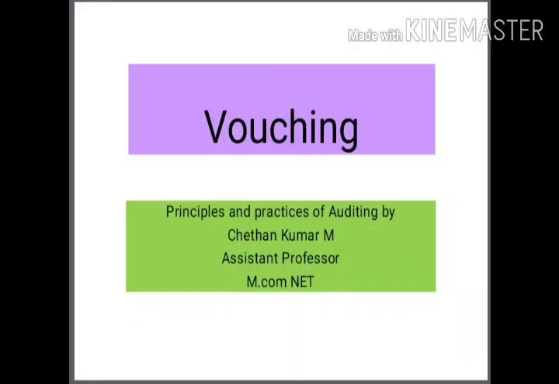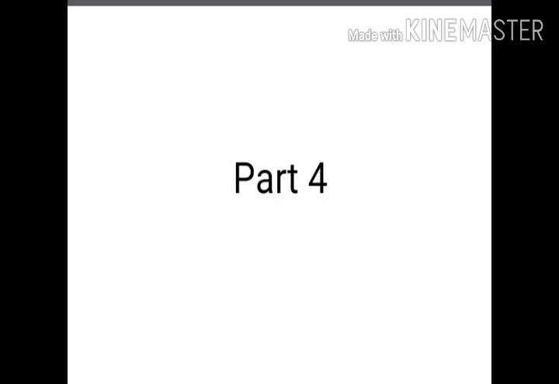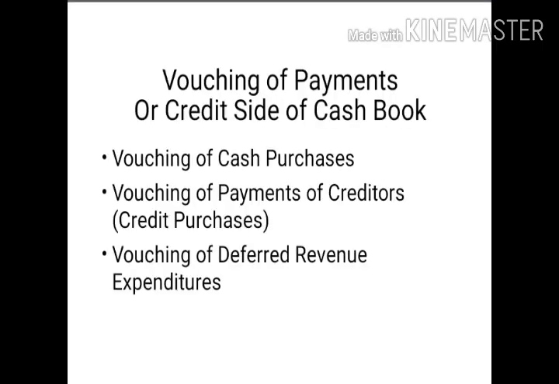Welcome to the fourth and last part of this particular chapter. In this video, I am going to explain to you about vouching of payments, or the credit side of the cash book. According to the syllabus, you have to study three items. First is vouching of cash purchases, secondly vouching of payments to creditors, and vouching of deferred revenue expenditure.